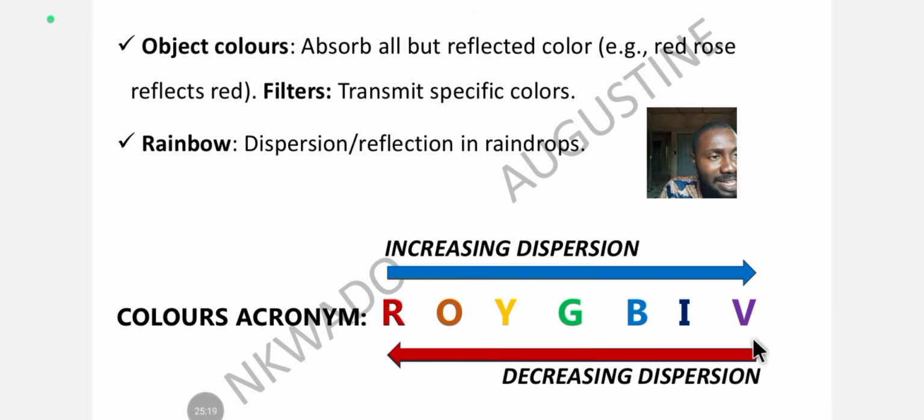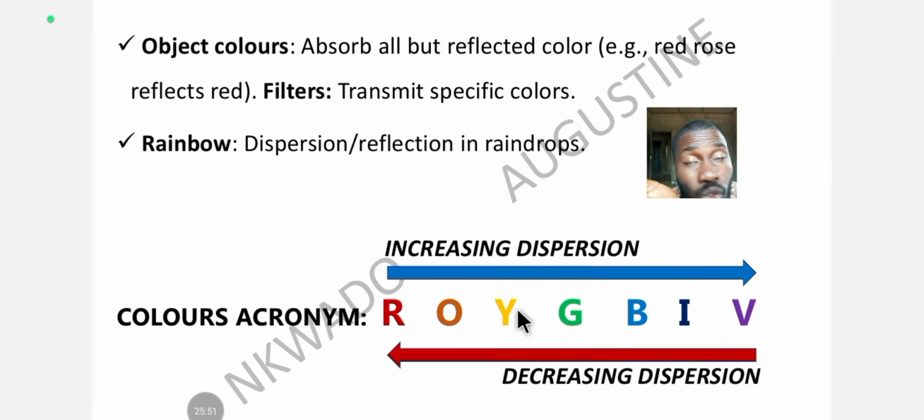So violet has a higher dispersion than I, which is indigo. I has a higher dispersion than B, which is blue. Blue has a higher dispersion rate than G, which is green, and so on. So I want you to know that from left to right is what? Increasing dispersion. From right to left is what? Decreasing dispersion.